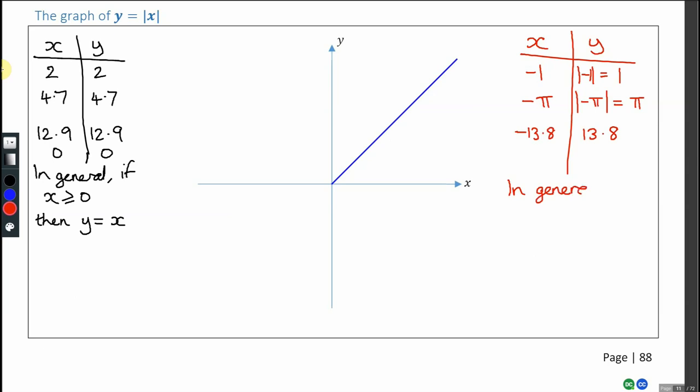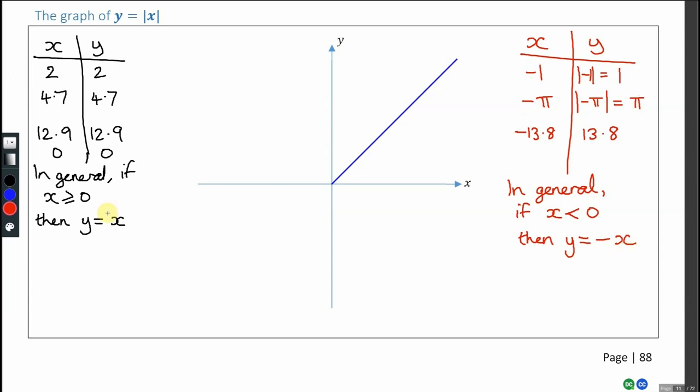So have a think, what can we write down now in general? In general, if x is negative, then y equals, pause the video and have a think, try and work it out before you see it on the screen. If x is negative, then y is negative x. So looking at the 3 examples I did, let's take the middle one as an example. If x is negative pi, then y, which is the modulus of x in this example, becomes positive pi. It's like timesing the x value by -1. Hence we get y is equal to negative x if x is negative.